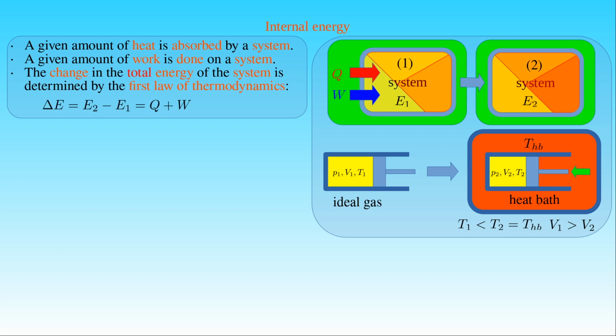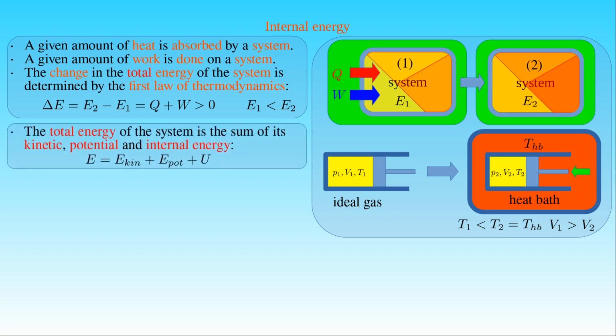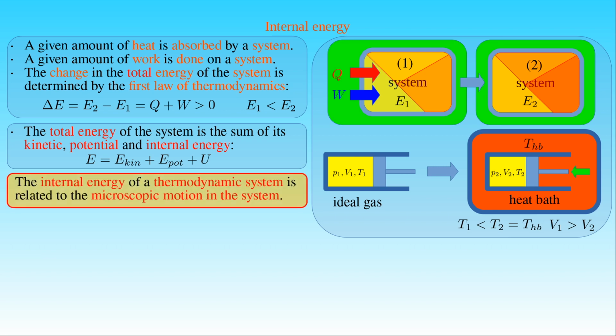Since we transferred energy to the system in the form of heat and work, the total energy E2 of the system in the final state is greater than its total energy E1 in the initial state. Thus the sum of the heat Q and the work W is greater than 0. In fact, if a thermodynamic system is in equilibrium, then its total energy E is given by the sum of its kinetic energy E kin, its potential energy E pot, and the internal energy of the system denoted by U. The internal energy U characterizes the microscopic motion within the thermodynamic system.